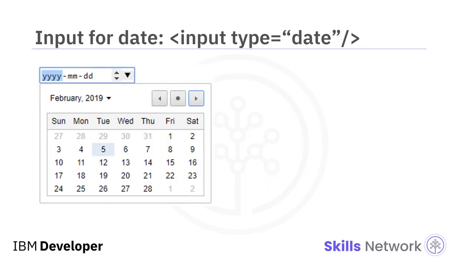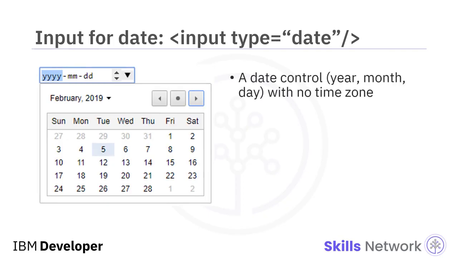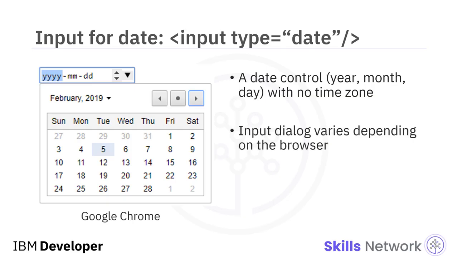The input type equals date attribute is a date control: year, month, day, with no time zone. The example shows the input type equals date field as it is seen in Google Chrome. The input dialog varies from browser to browser.